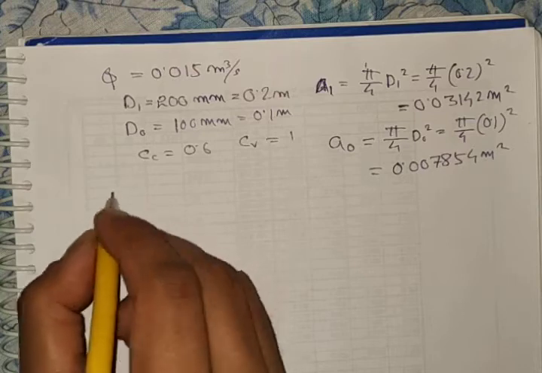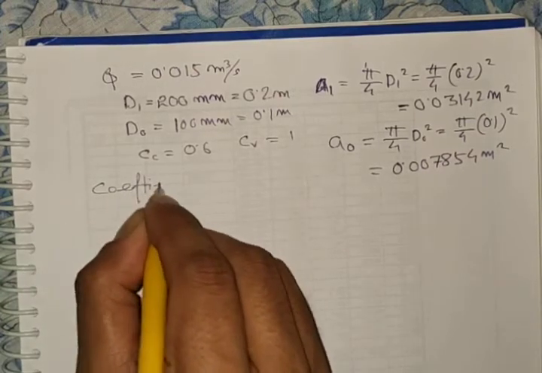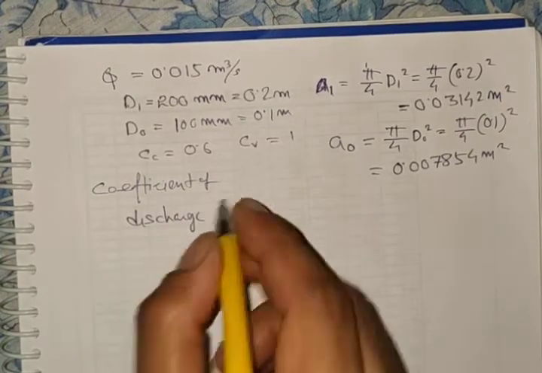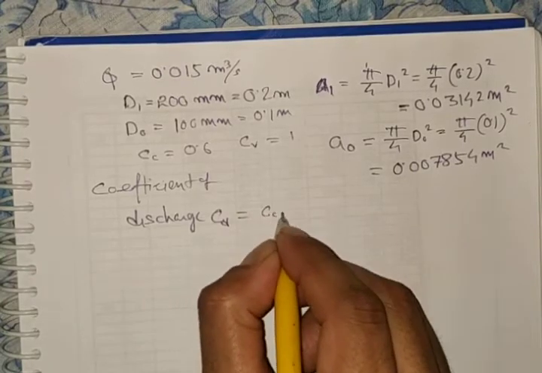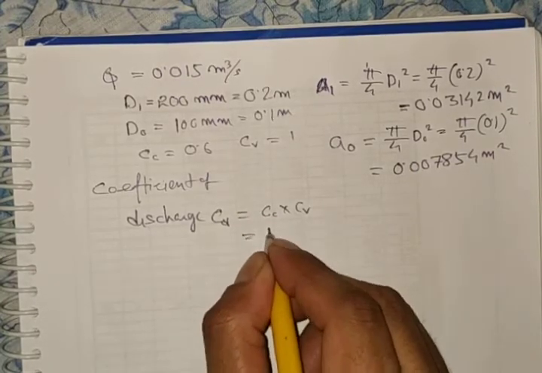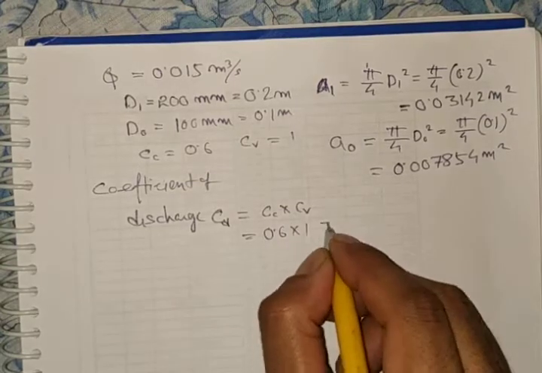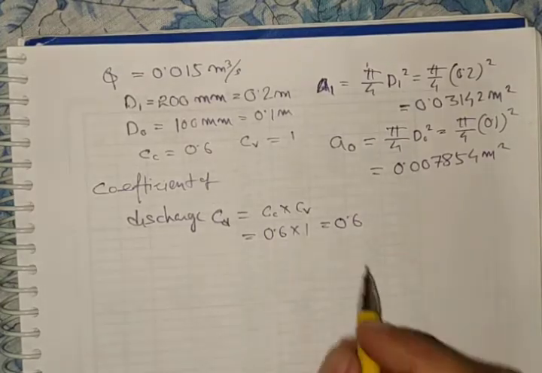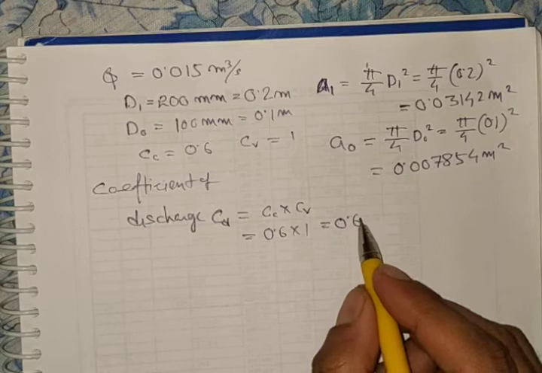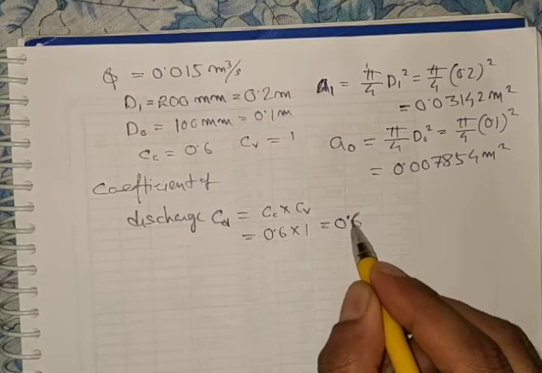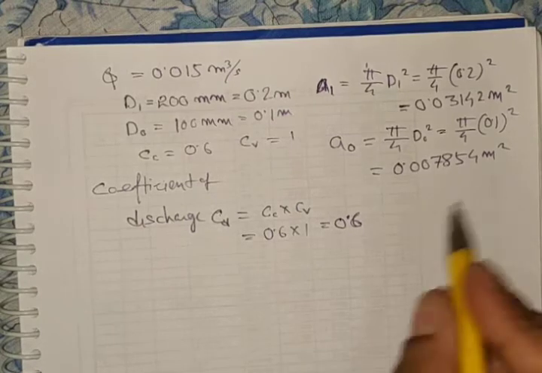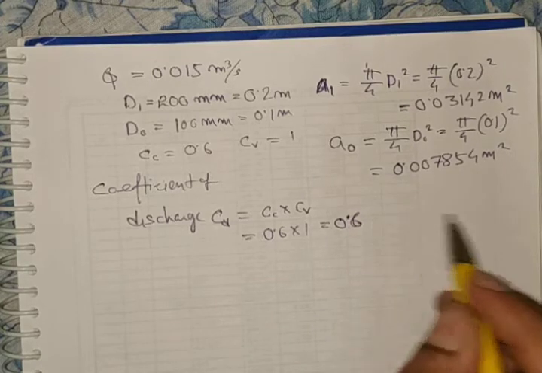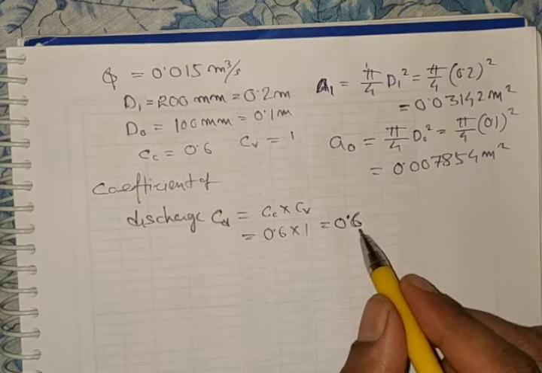So here the coefficient of discharge, that is CD, is equal to CC into CV, that is 0.6 into 1, which is equal to 0.6 for the orifice meter. So the coefficient of discharge of the orifice meter is actually less as compared to the venturimeter. Venturimeter is nearly of the order of 0.95 to 1, but in the orifice meter, it is in the order of 0.5 to 0.75.